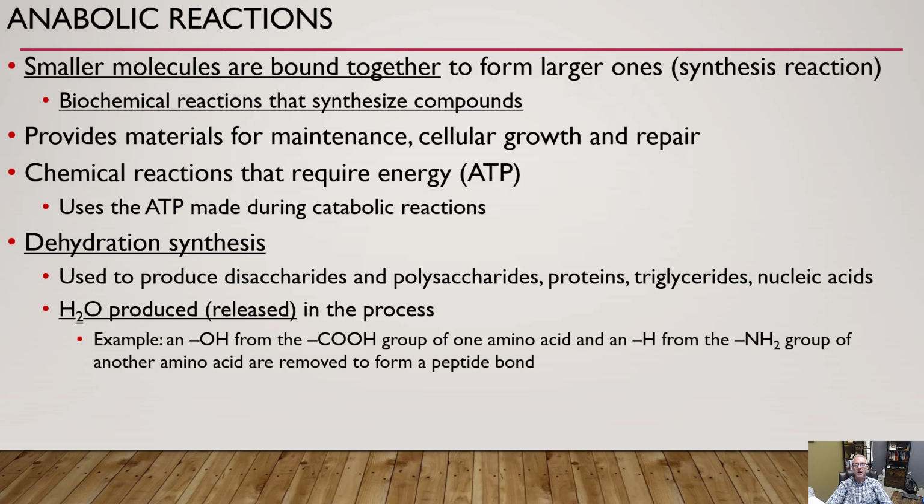Because we are building up something, these reactions require ATP, and the ATP that we use comes from catabolic reactions. It's made during catabolic reactions. We call these dehydration synthesis reactions. So, for example, we can use them to produce disaccharides, polysaccharides, proteins, triglycerides, nucleic acids.